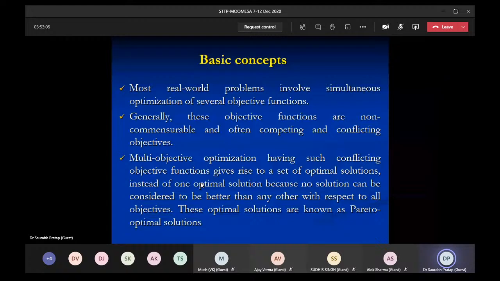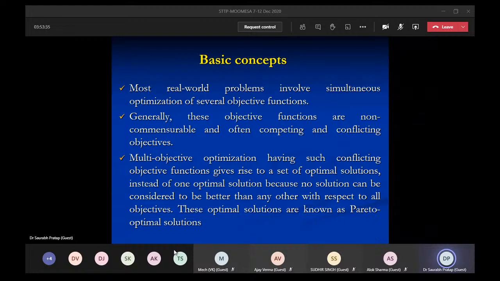So whenever such a conflicting scenario occurs, we have to find a solution that will satisfy both objectives. Multi-objective optimization has such conflicting objective functions, and that gives rise to a set of optimal solutions. The solution may satisfy the first objective more and the second objective a little bit less.